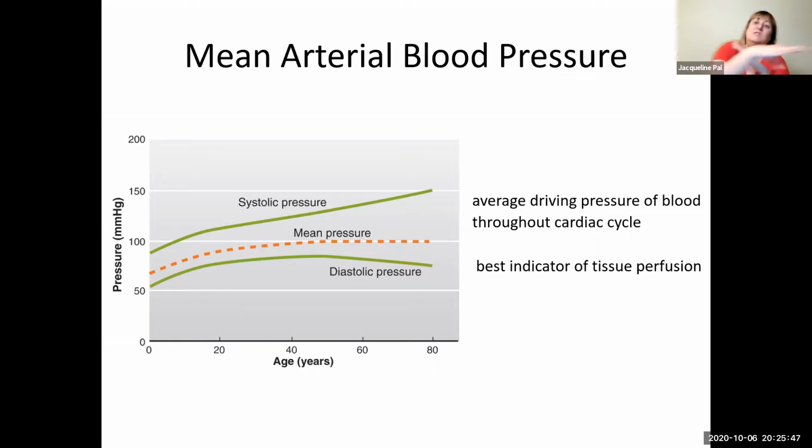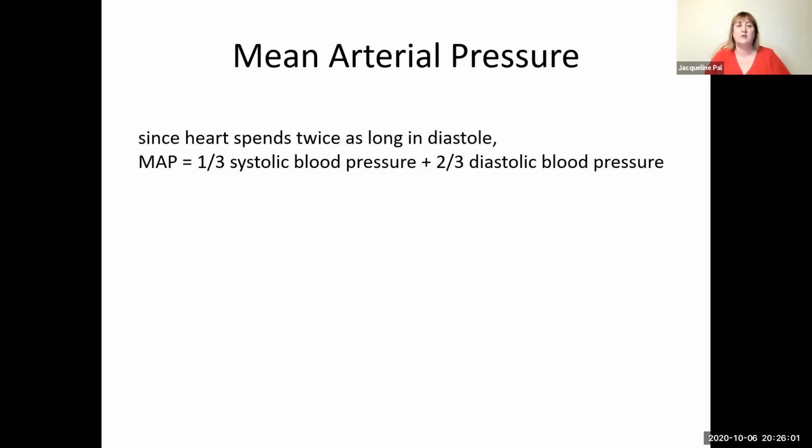Systolic is just telling you how much is arriving during systole, and it gives you no clue how much is still left there until the next systole. Whereas the mean arterial pressure gives you the average force in that organ for the entire cardiac cycle. So since the heart spends twice as long in diastole as it does in systole, after all, it's lub-dub pause, then to calculate the mean arterial pressure, we take 1/3 of the systolic blood pressure and we add it to 2/3 of the diastolic pressure.